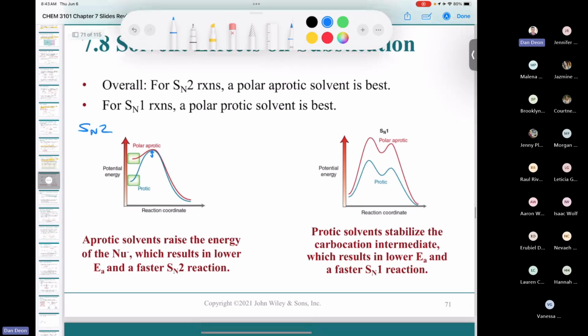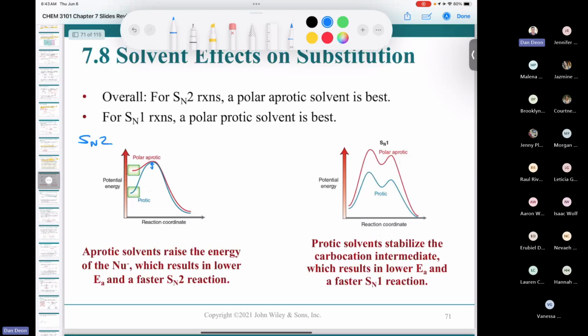But for an SN1, it's pretty different. It says here that polar protic solvents stabilize the carbocation. So if this is your carbocation, I'll just put the carbocation where this blue dot is here and here. You can see how it lowers the activation energy to make that carbocation. So that's all it does. And again, I don't really test my students a ton on this.